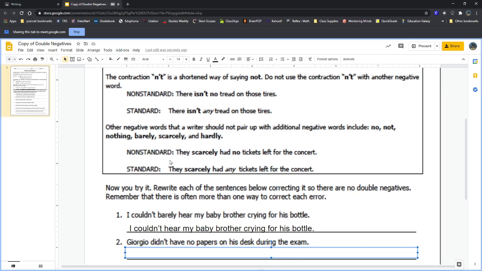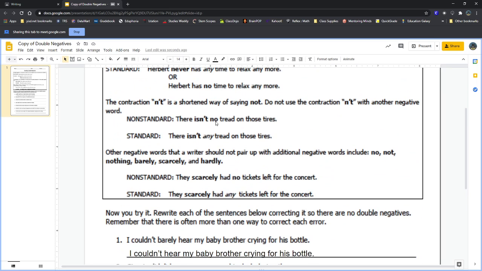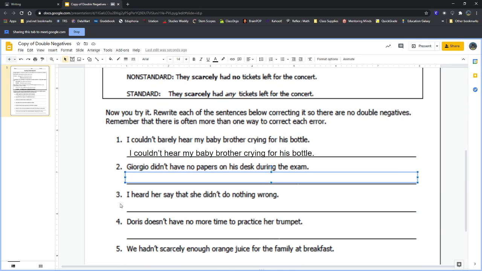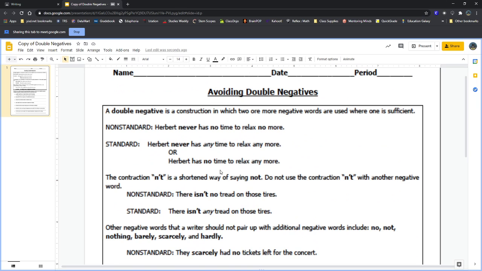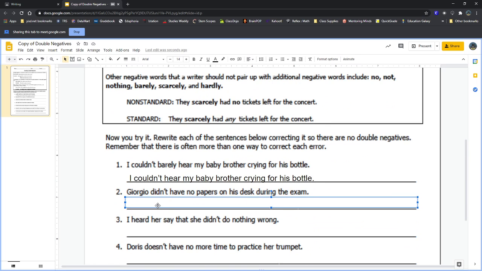And we see that one here in our examples. When they were replacing the word no, they're replacing it with the word any. So that's one way to fix a double negative. If you want to fix a double negative by getting rid of the word no, replace the word no with any. So Giorgio didn't have any papers on his desk during the exam.